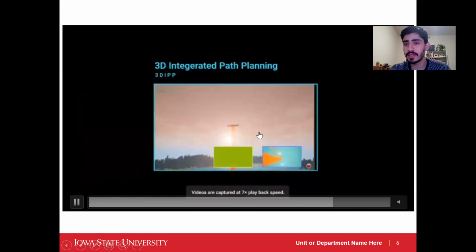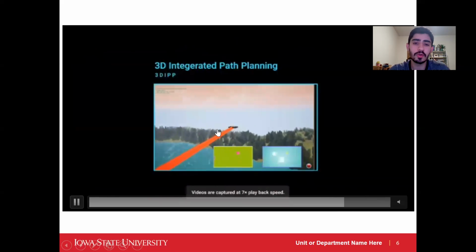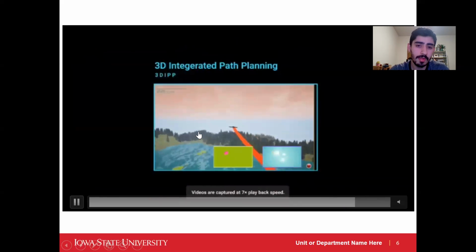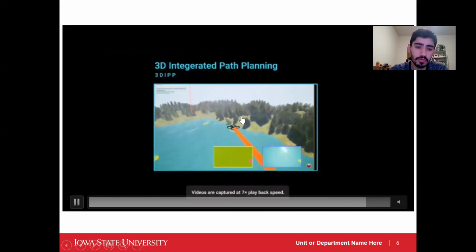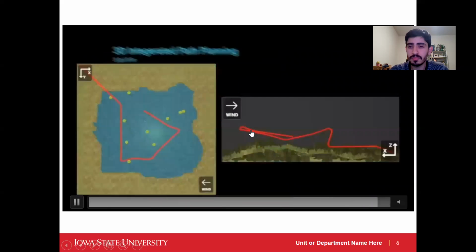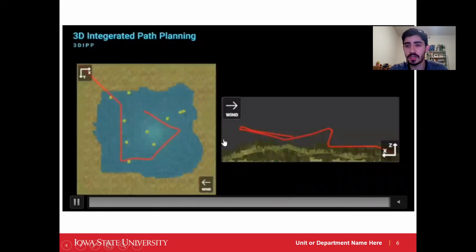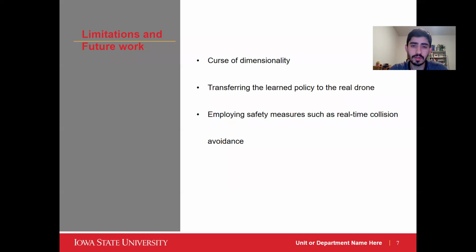Now, if we expand the space and allow 3D decision makings as well, we see that the overall amount of traverse time is going to be significantly lower. And all these videos were at 7 times faster than the actual speed.